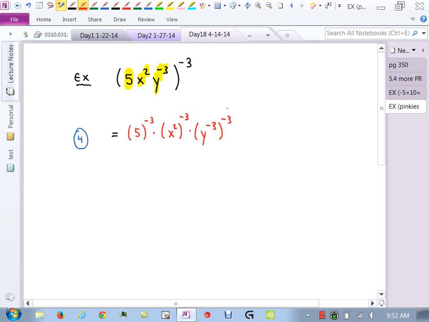Now let's try and do each one of these. 5 to the -3. Let's use property 7 here. By property 7, what happens? What does that become? 1 over 5 to the +3, right?